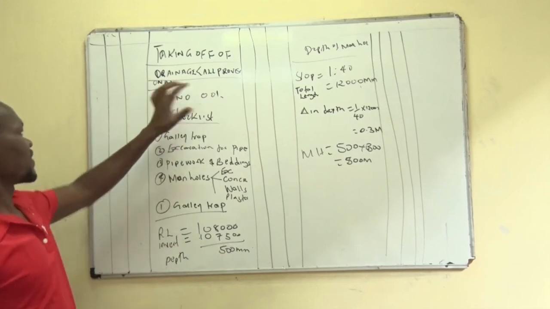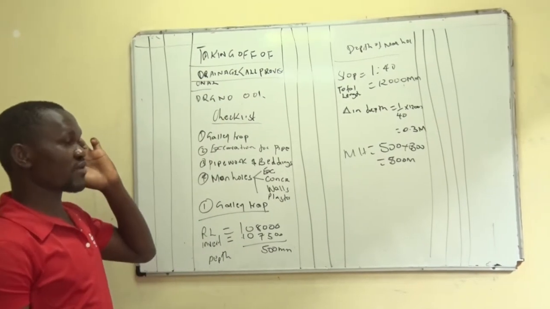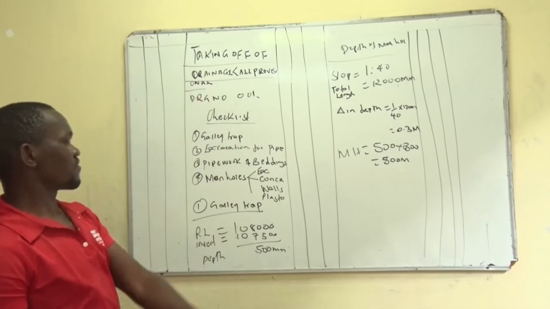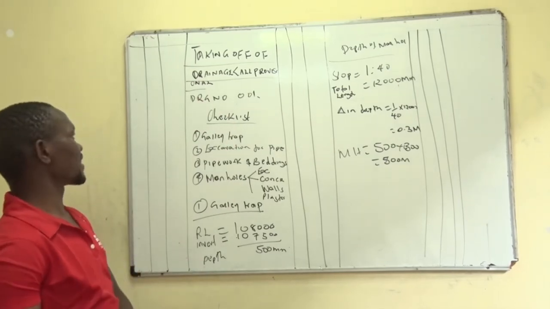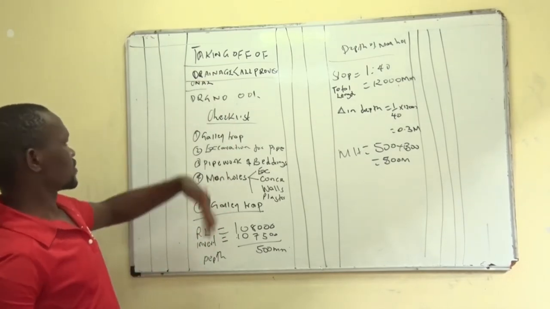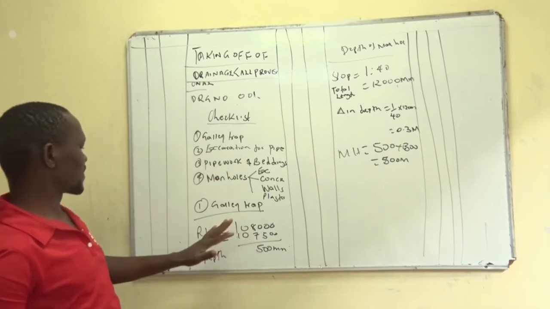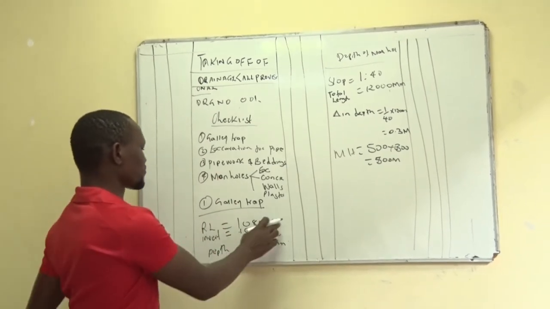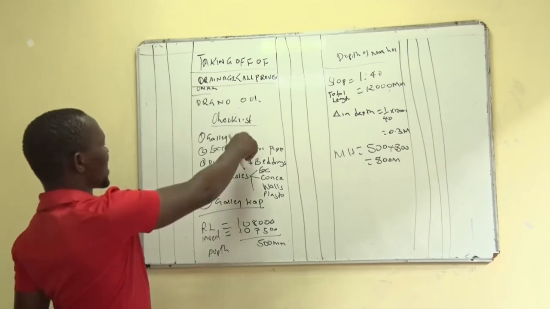Good morning. In this class, we want to take off the drainage works. From the plan we have been given in the attached file, there's a note, and a reduced level that we are given. So this is the checklist we have to develop.